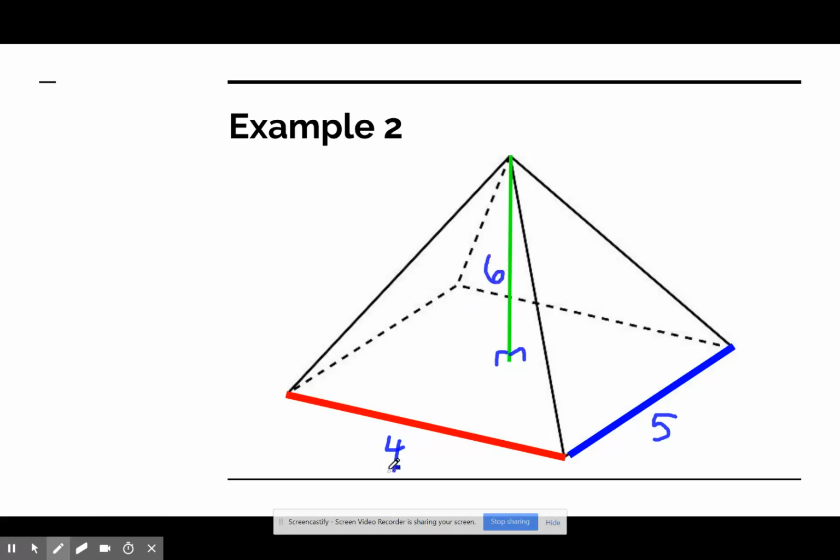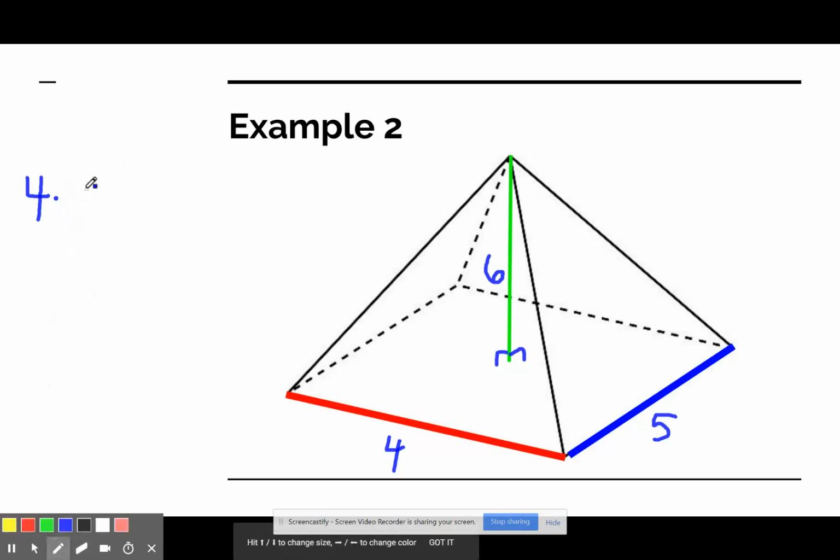So this is what we're going to do. Let's worry about the base first. So the base is the length times the width again. So we have 4 times 5, which still equals 20. So we have 20 over here.